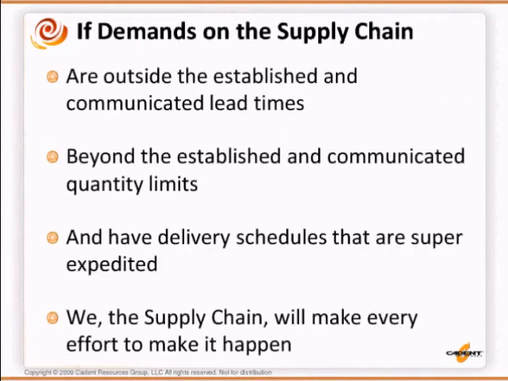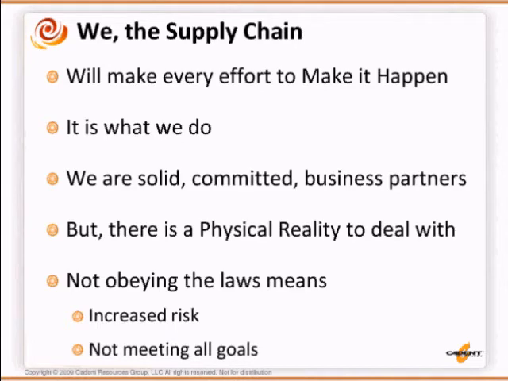it's an organizational failure. If the demands on the supply chain are outside the established and communicated lead times, if they're beyond the established and communicated quantity limits, and have delivery schedules that are unreasonable according to what we've communicated, then we will still make every effort to make it happen because that's what we do. We're professionals. We're solid, committed business partners. We will fight fires. We will go crazy. We will have overtime. People will work ridiculous hours to make it happen. But we have to know, and the organization has to know, that not obeying the laws of supply chain physics has an increased risk of not meeting all of our goals.